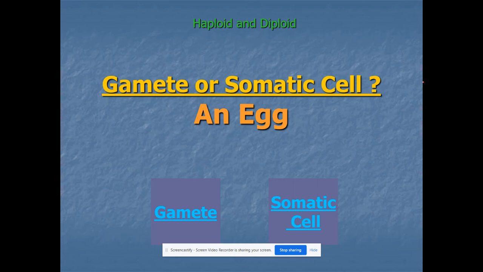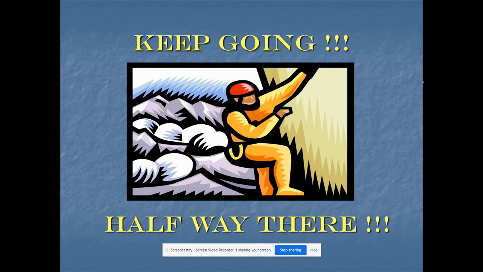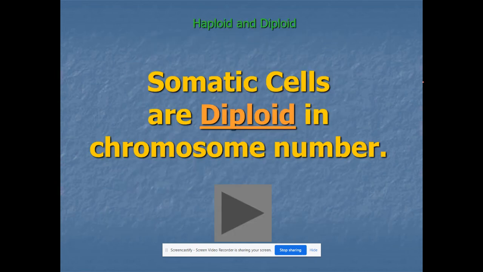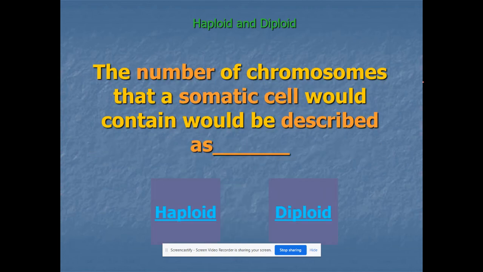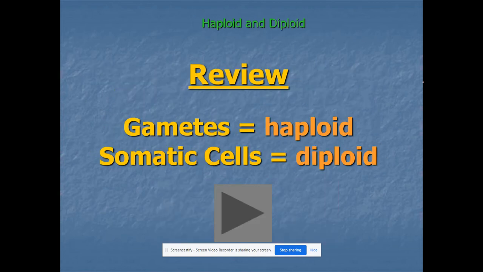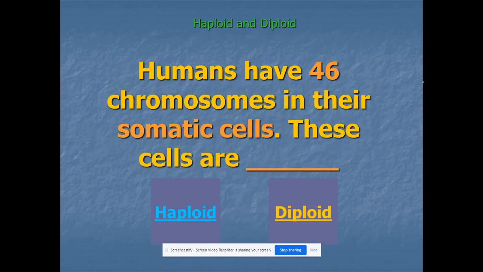Again, gametes are only, let's see, an egg. Gamete, very good. Skin cell, Candle. Good. Keep going, Candle. Halfway there. True or false? Somatic cells are diploid chromosome number, Elena. True. Good. Humans have 46 chromosomes in somatic cells. So those cells are what? Haploid or diploid? Diploid. Right? Remember, somatic cells are always diploid cells.